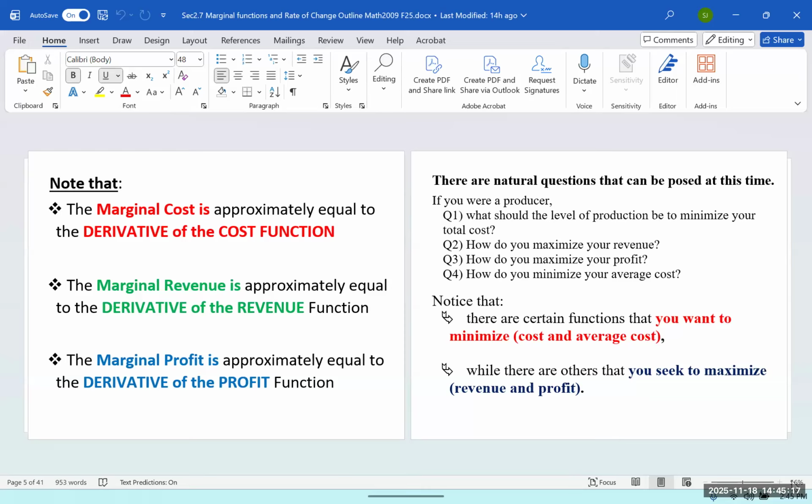So sometimes in life we want to maximize something. Sometimes we want to minimize something. We want to maximize the profit, but we want to minimize the cost. That's real life. We always want to get the maximum amount of money in return, but we want to spend the least amount of money. So maximizing and minimizing have a relationship with marginal cost, marginal revenue, or the word derivative.